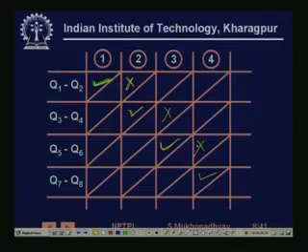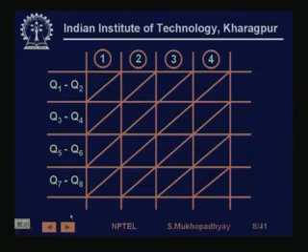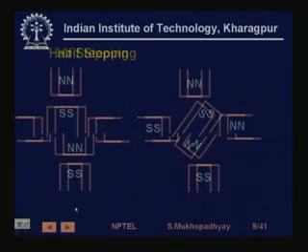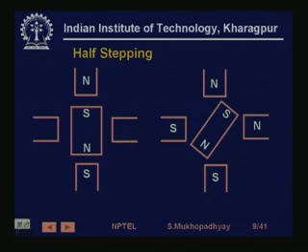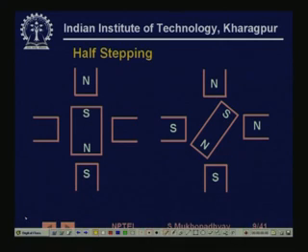Now, we are always interested in being able to make the motor rotate through smaller and smaller angles. So, now look at this. There is something we can do to make it rotate through a smaller angle. In the case of full stepping, we were making this N and this S, and then switching these off and then making this N and this S. Okay.